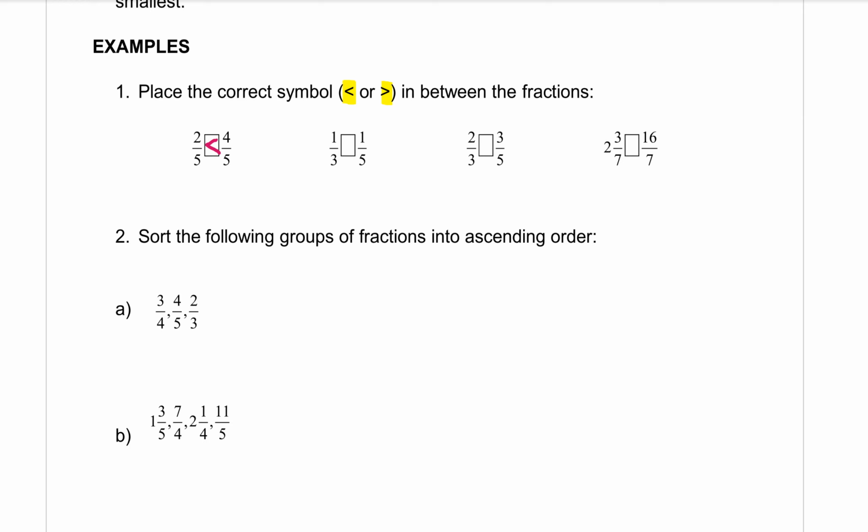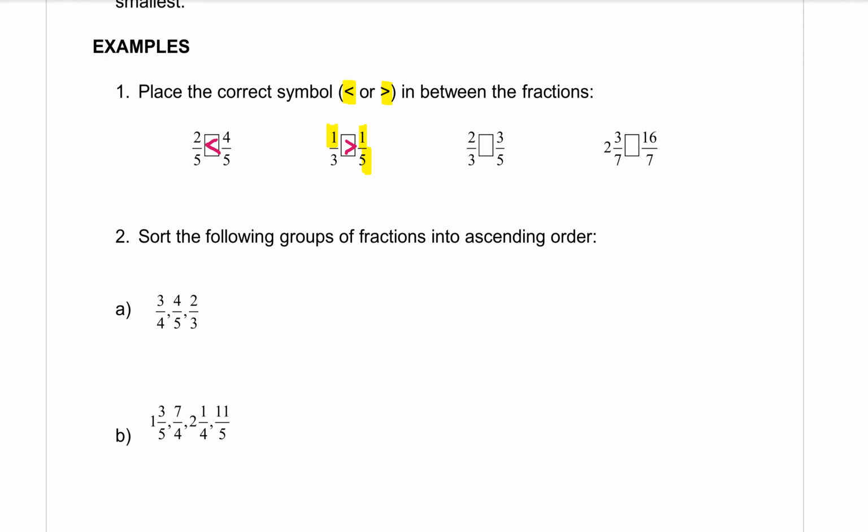Let's look at the second one. This time we have the numerators the same. Okay. When this happens, the smaller fraction is the one with the bigger denominator because we're cutting it into more pieces. So that means the 1/5 is smaller. So the arrow points to the 1/5.